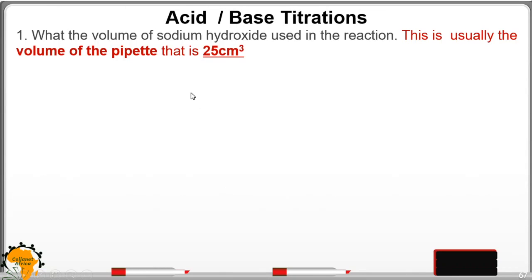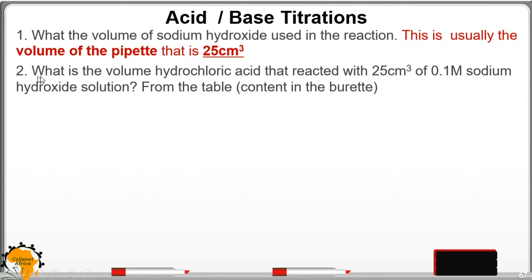So the questions: one, what was the volume of sodium hydroxide used in the titration? The volume is 25 cm³. This is usually the volume of the pipette. Sometimes this question will not be tested, but it is good to know as a student that the volume of the acid or the volume of the hydroxide or the base is the one that is in the pipette, the volume that you pipetted.